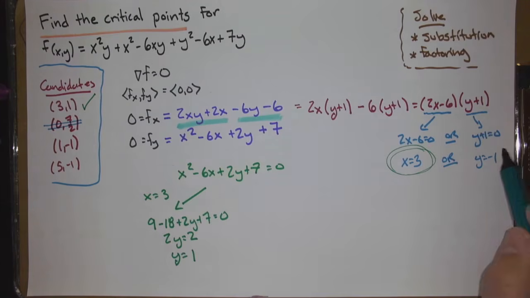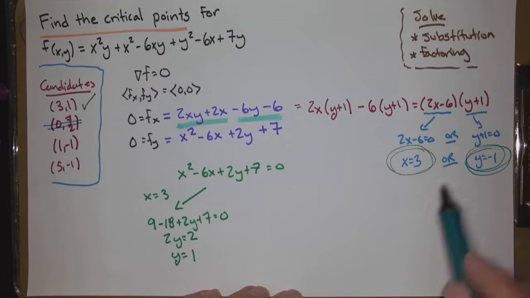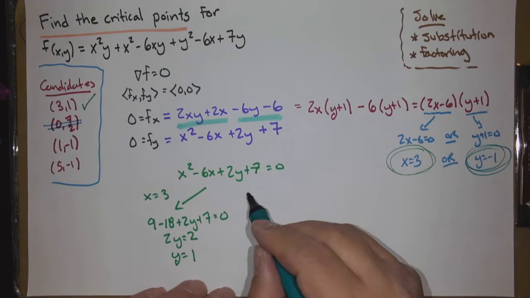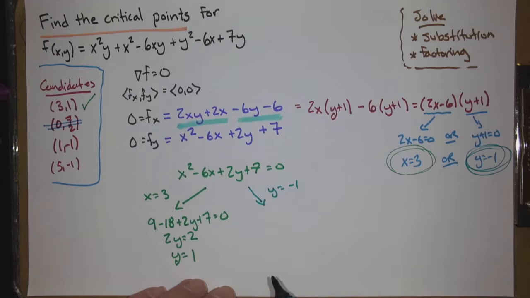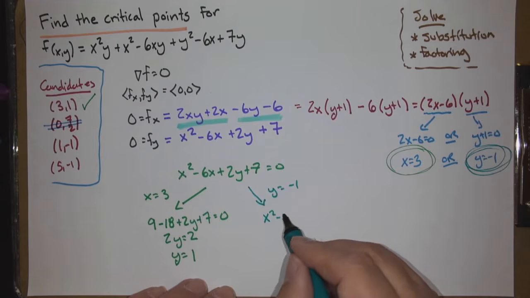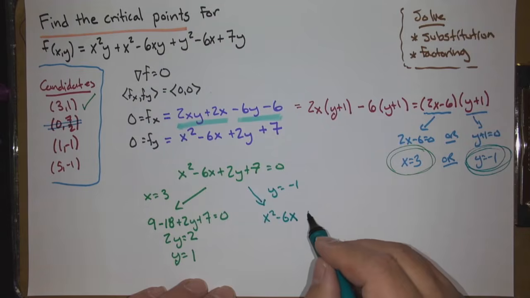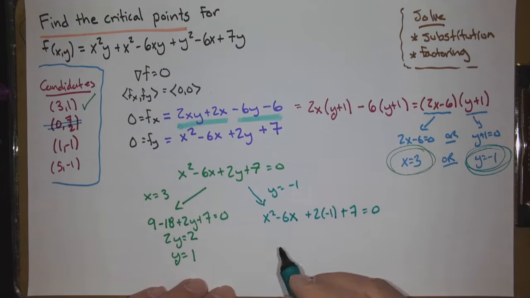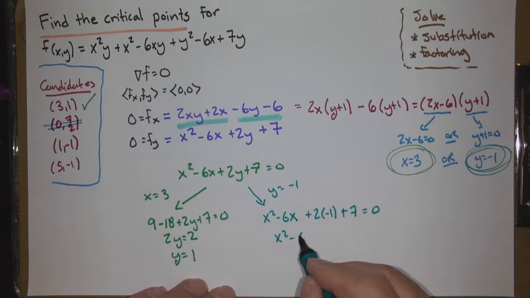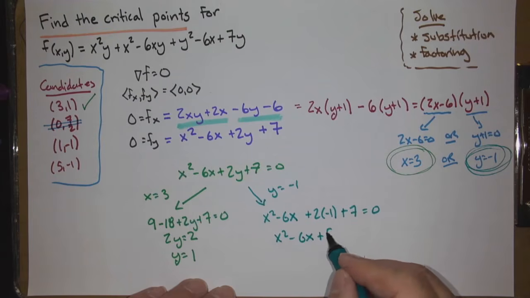Now, we still have another branch. Y equals minus 1. Okay, well, let's see what that says. Well, that says x squared minus 6x plus 2 times negative 1 plus 7 equals 0, or x squared minus 6x plus 5 equals 0.